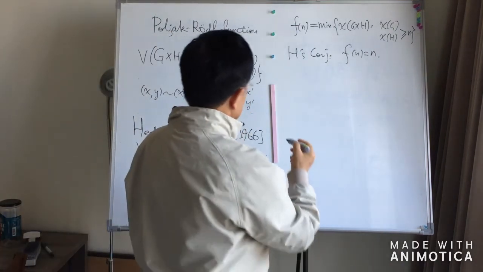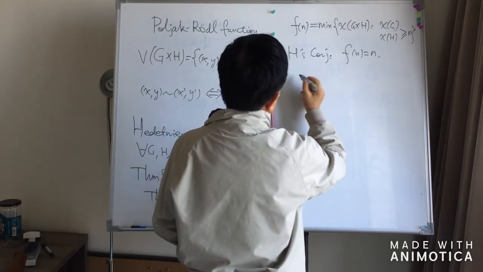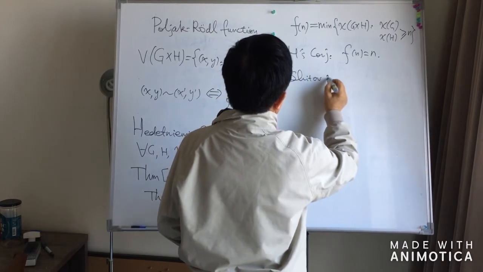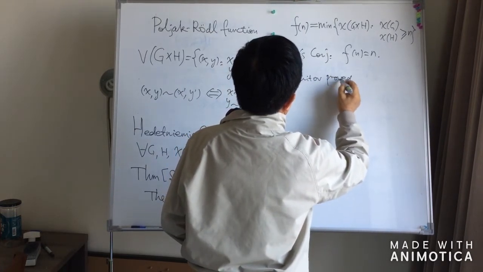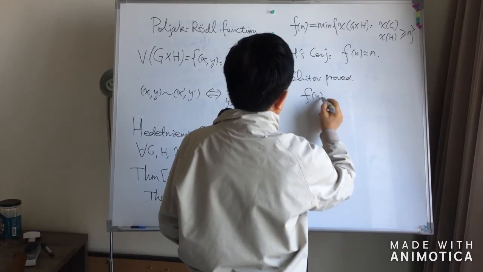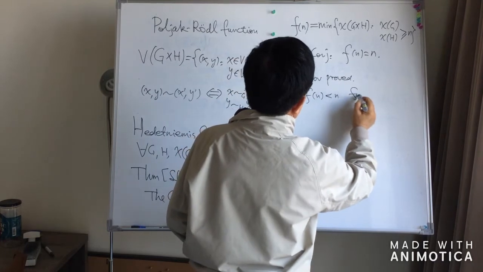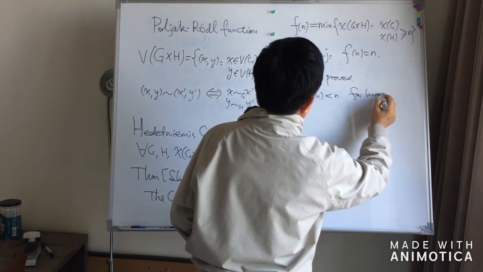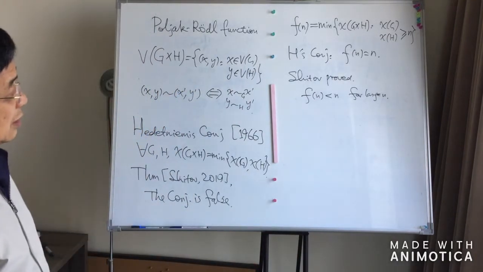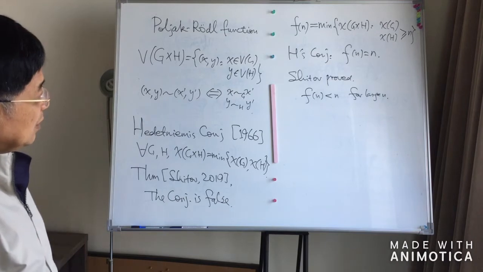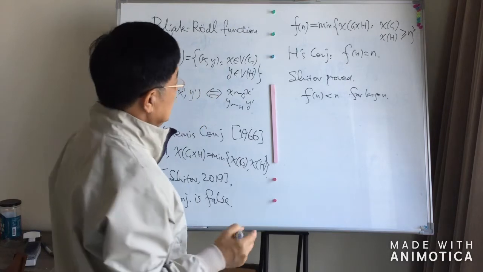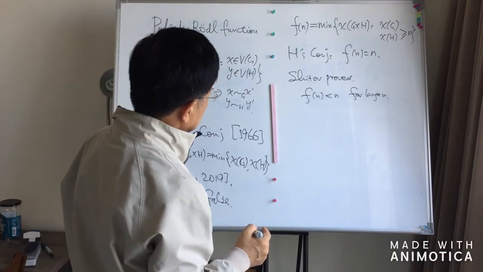Shitov proved that this is not true. What he proved is that f(n) is strictly less than n, for large n. Without that, f(n) is equal to n if n is less or equal to 4. Other than that, we don't know. We don't know if f(5) equals 5.